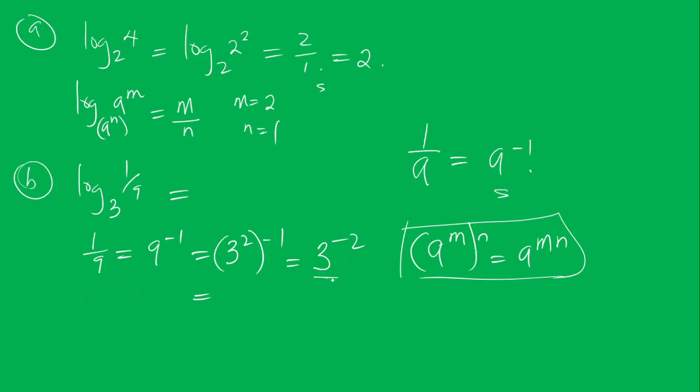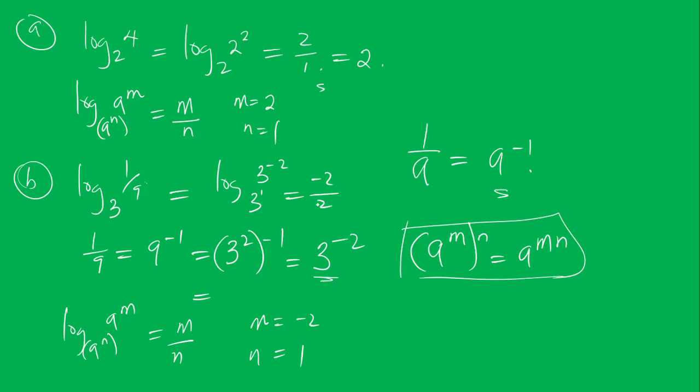Now, having done this, we can apply this information here. So now you have log 3 to the power minus 2 base 3. When you look at this, if you want to apply that rule, log a to the power m base a to the power n, you now see that your m is equal to minus 2 and your n is equal to 1, because this is raised to power 1. So you have minus 2 all over 1, which is equal to minus 2. That's the answer.